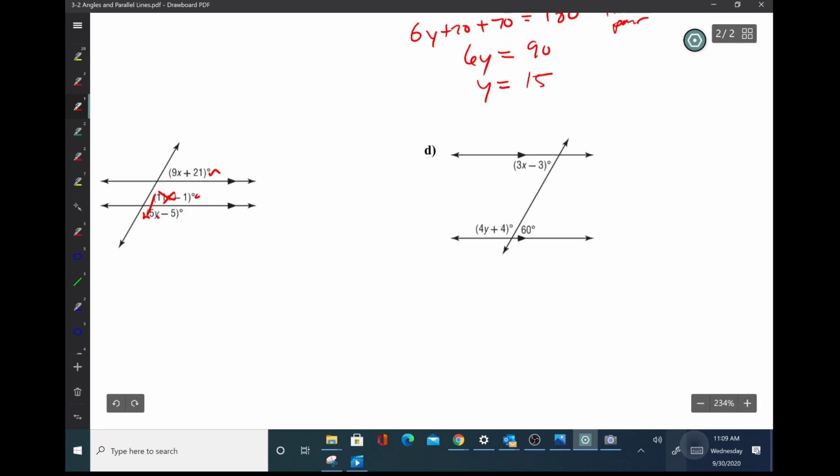All right, so what do I know about letter D? What do I know about this and this? Alternate interior. So they're equal to each other. And then once I solve that, I can solve for that using either a linear pair or consecutive interior. Okay? All right. So that's what the assignment's about.